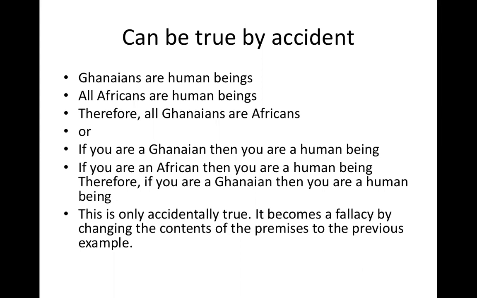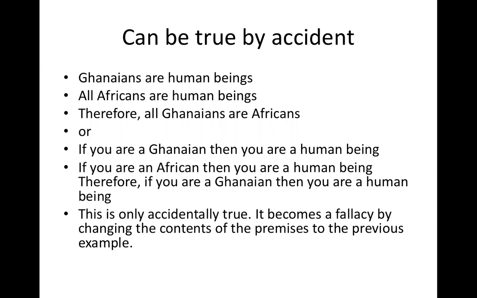Now, all Ghanaians are Africans is true, but it is not from this argument that you knew that all Ghanaians are Africans. It is outside this argument that you knew that. This argument cannot tell you whether all Ghanaians are Africans, because the argument does not contain the mechanism to show you that. All Ghanaians are human beings. All Africans are human beings. Therefore, all Ghanaians are Africans. So the conclusion is true by accident, but the conclusion did not come from the design of the argument.